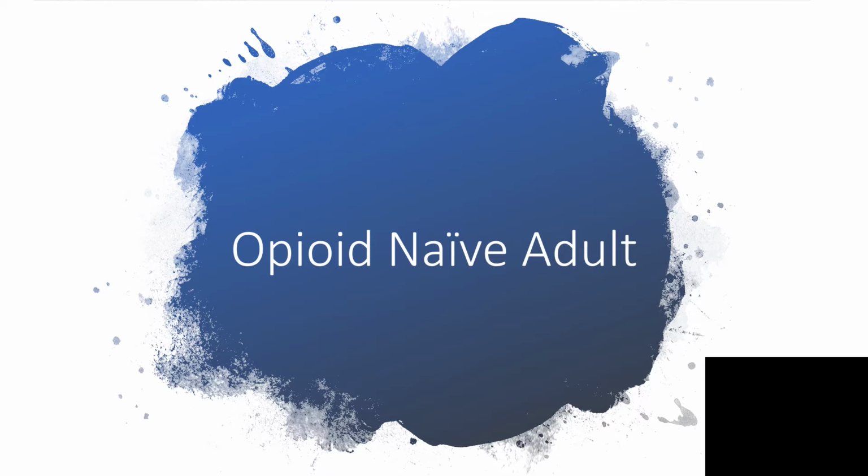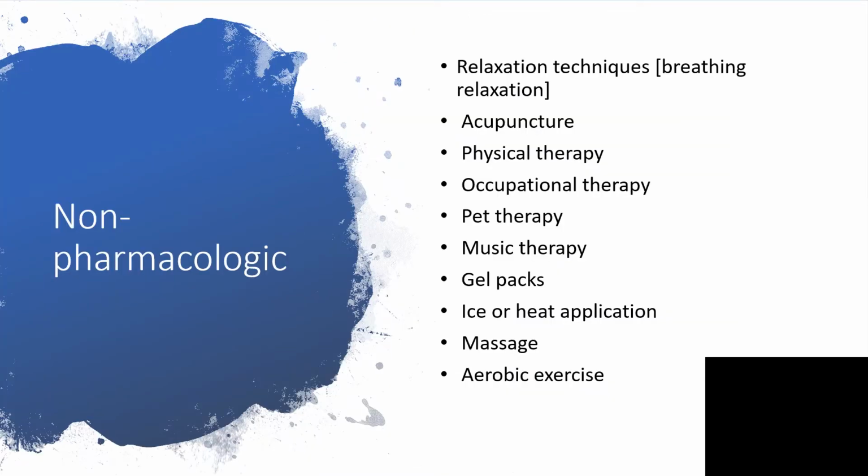Opioid naive adults. Before we get into what we can give them, we need to know what we should be able to do that will not even make us get there. In other words, what are other interventions before we resort to using opioids? That will be non-pharmacological approaches: relaxation techniques, acupuncture, physical therapy, occupational therapy, pet therapy, music therapy, gel packs, ice or heat application, massage, and aerobic exercise. If we try all this and we're not winning, then we move to the next level.